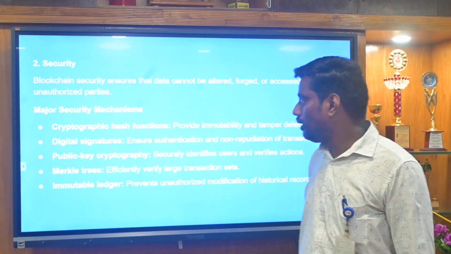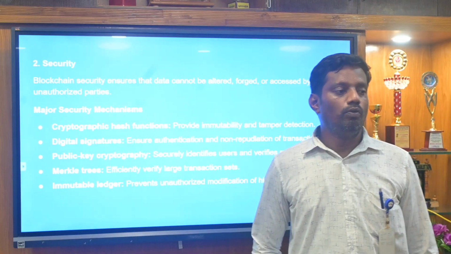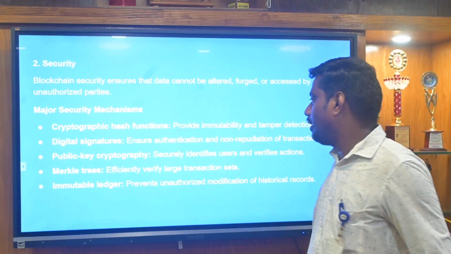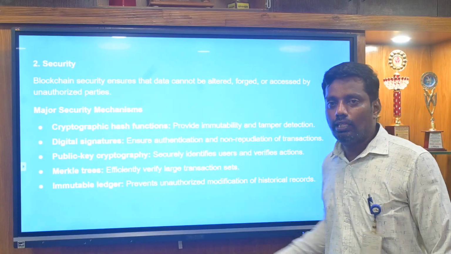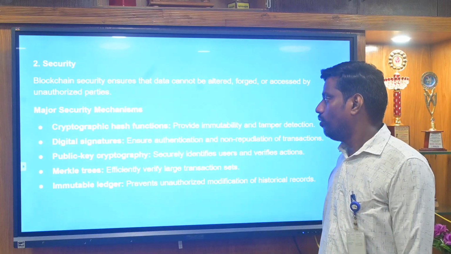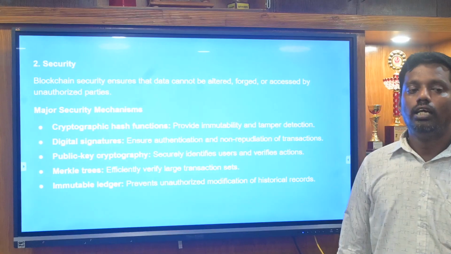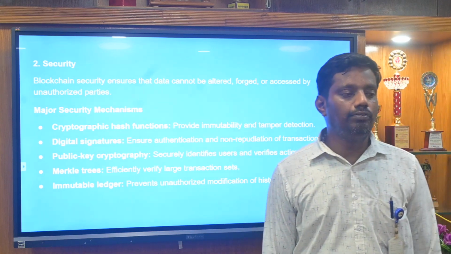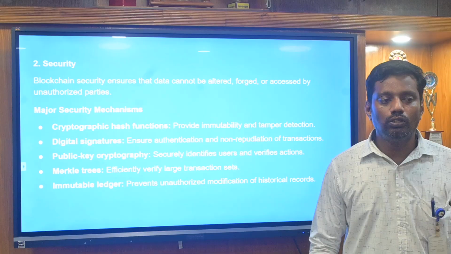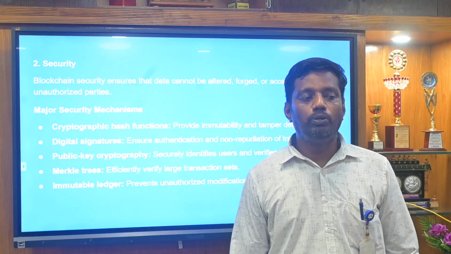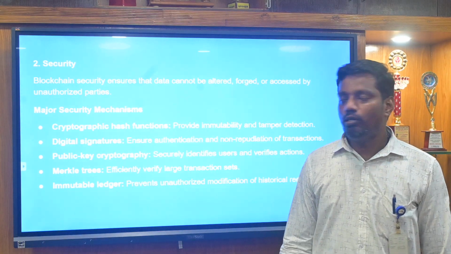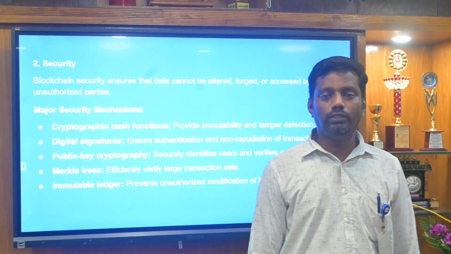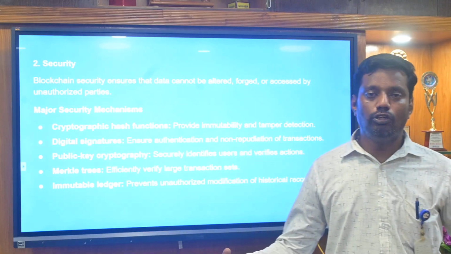Next, the major security mechanisms under this are, one, the cryptographic hash functions and the digital signature. Next is the public key cryptography and the Merkle tree. The last one is the immutable ledger. When we talk about the cryptographic hash functions, they provide immutability and tamper detection. The digital signature ensures the authentication and non-repudiation of the transactions. Then the third one, the public key cryptography, securely identifies the users and verifies how the actions are going to be taken.